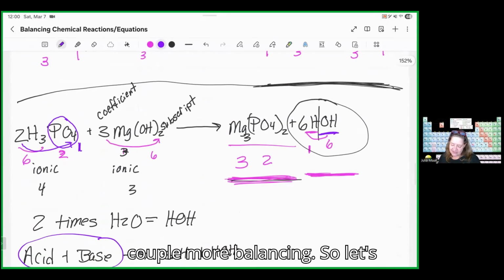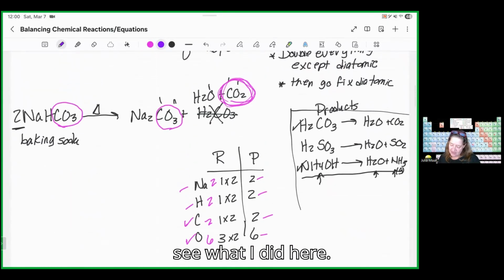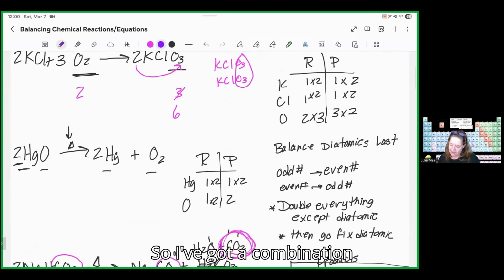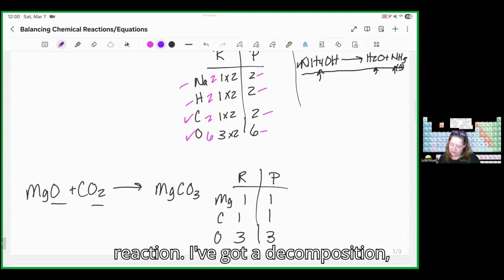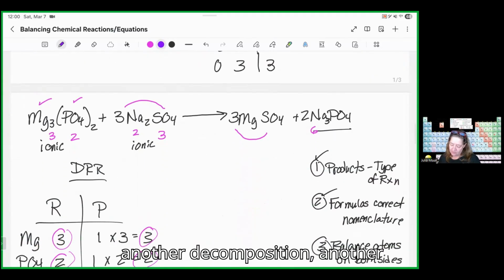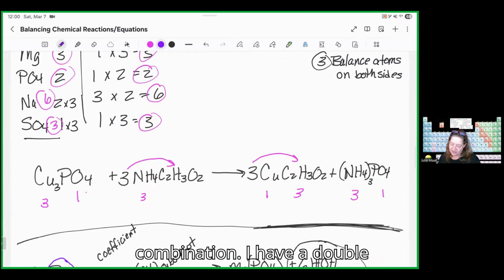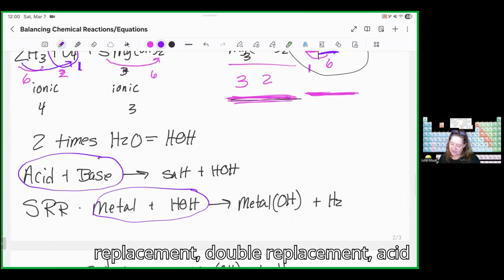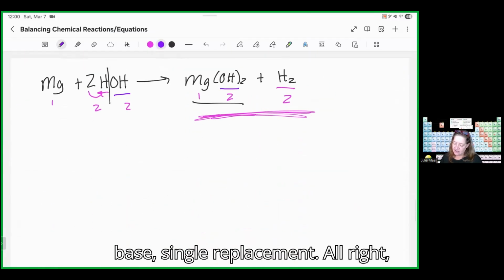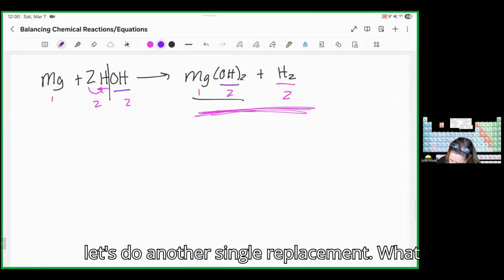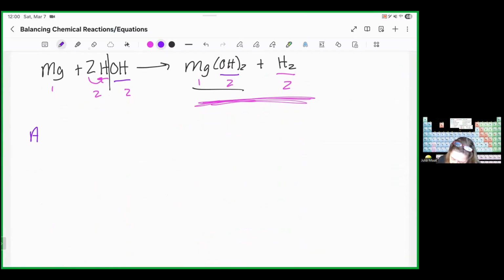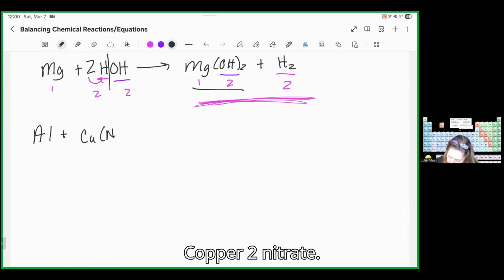So let's see what I did here. I've got a combination reaction, I've got a decomposition, another decomposition, another combination. I have a double replacement, acid base, single replacement. All right, let's do another single replacement. What if I had aluminum reacting with copper 2 nitrate?